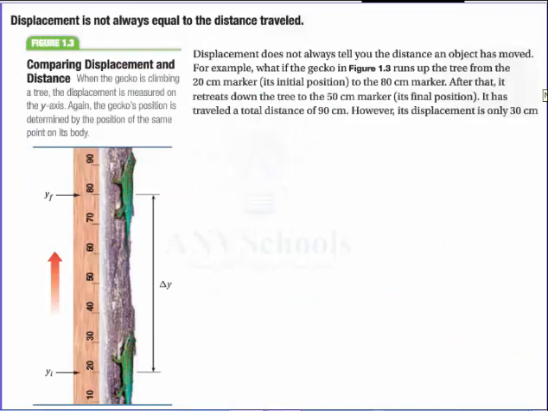Now let's see another example. Here, in this case, we want to see the similarity and difference between distance and displacement. But don't forget that displacement is different from distance. Sometimes they could be the same, but displacement is not always equal to distance. This is a very important point. Some students get confused with these terms. So here I want to show you the difference between displacement and distance using this example.